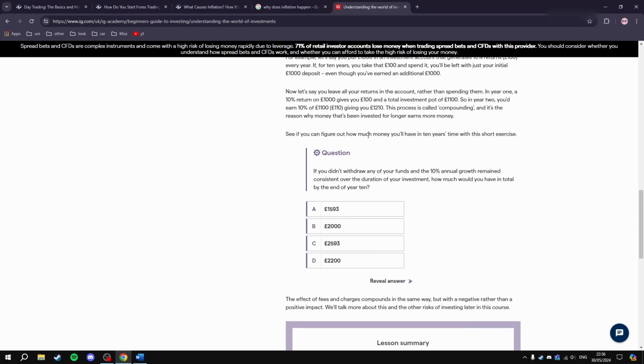See if you can figure out how much money you have in 10 years' time with this short exercise. If you didn't withdraw any of your funds and a 10% annual growth remained consistent over the duration of investment, how much would you have in total by the end of year 10? So, you start off with £1,000.